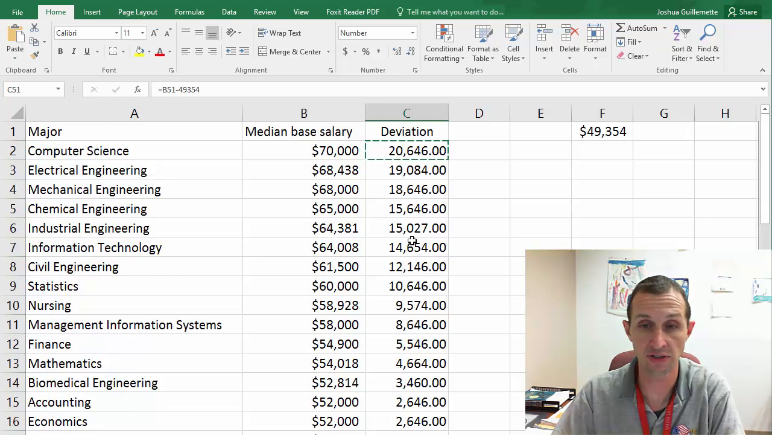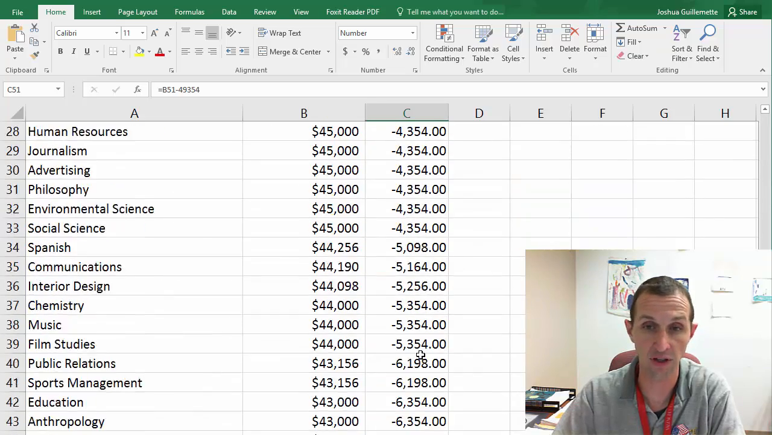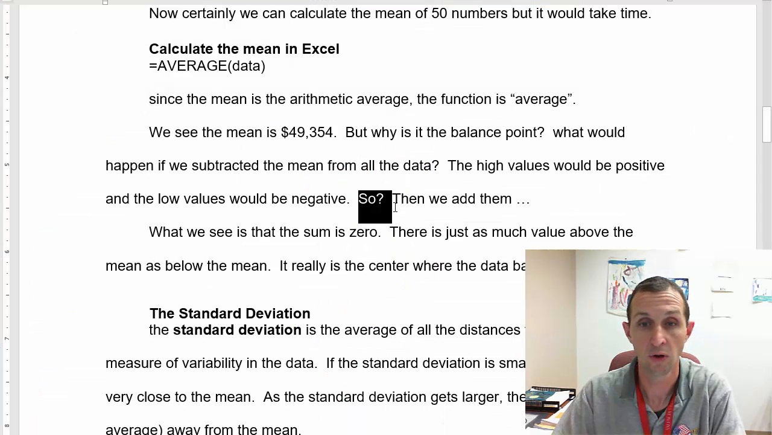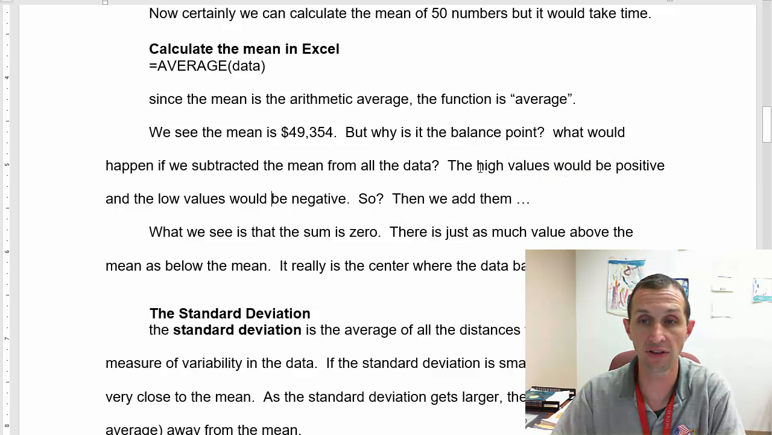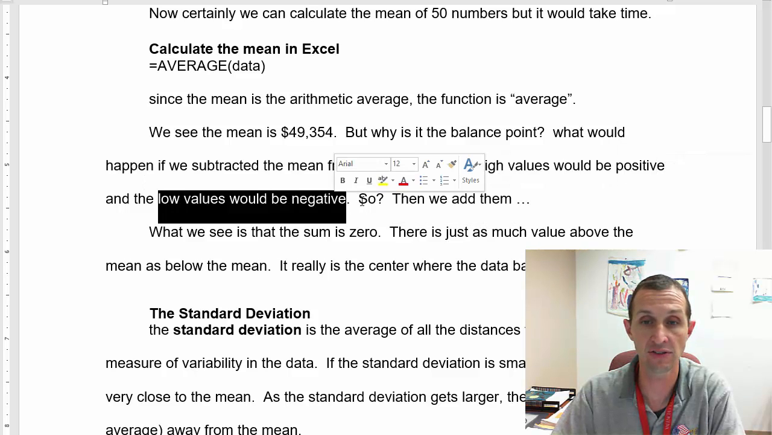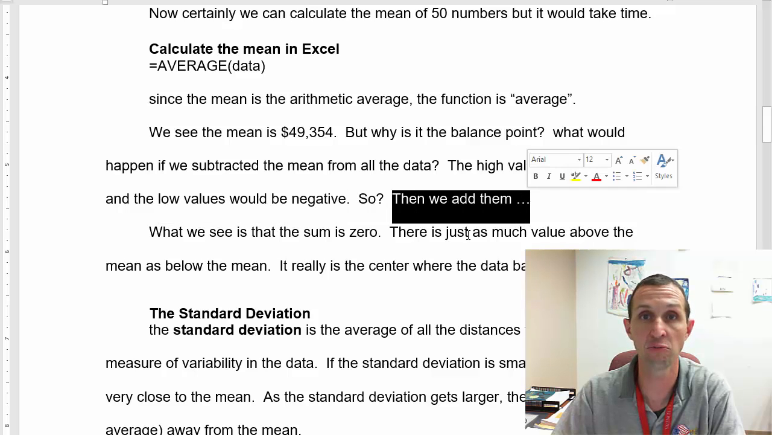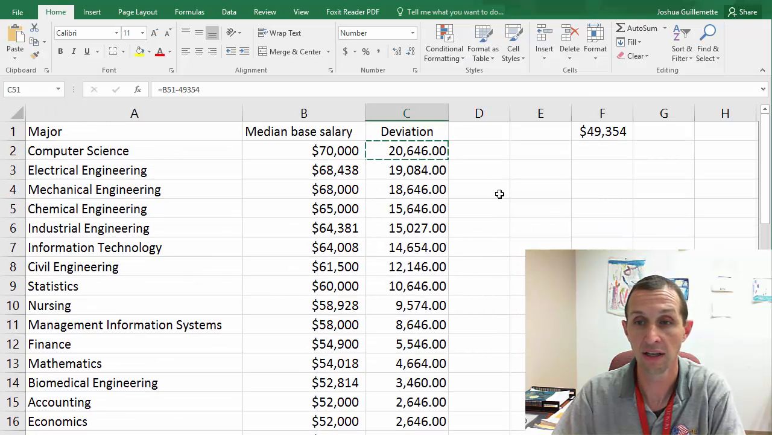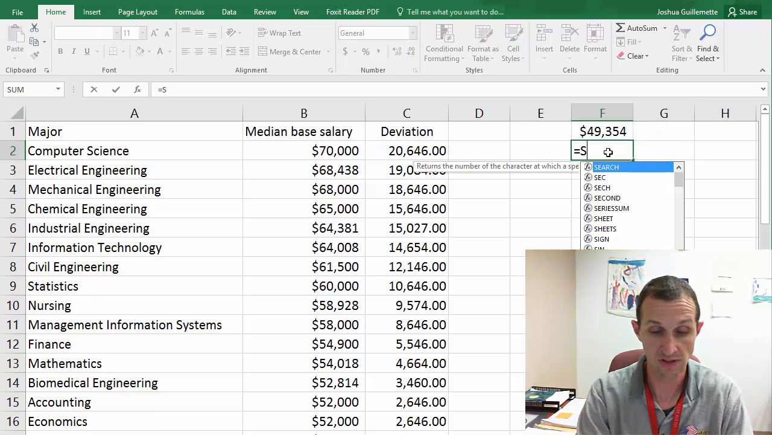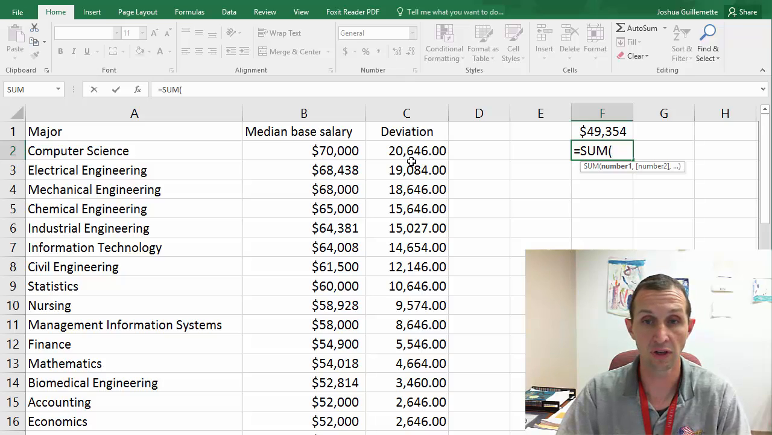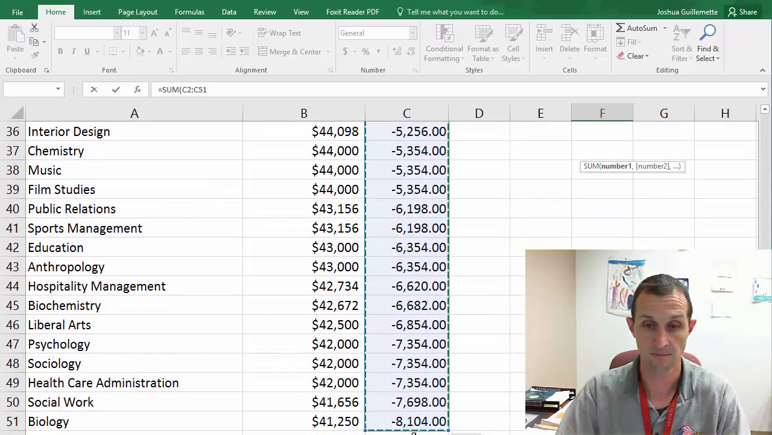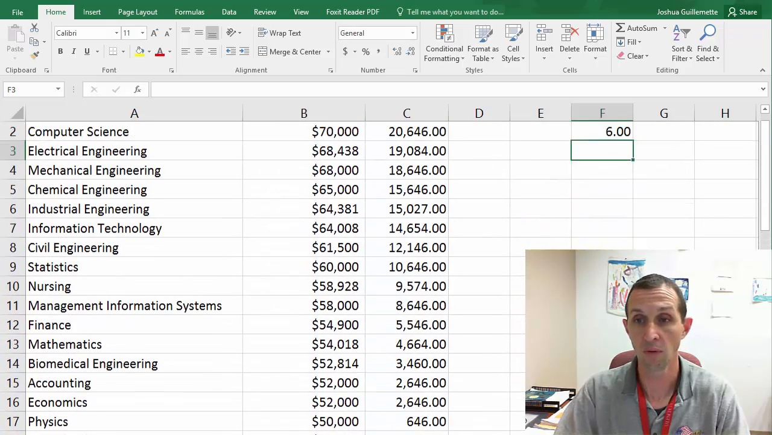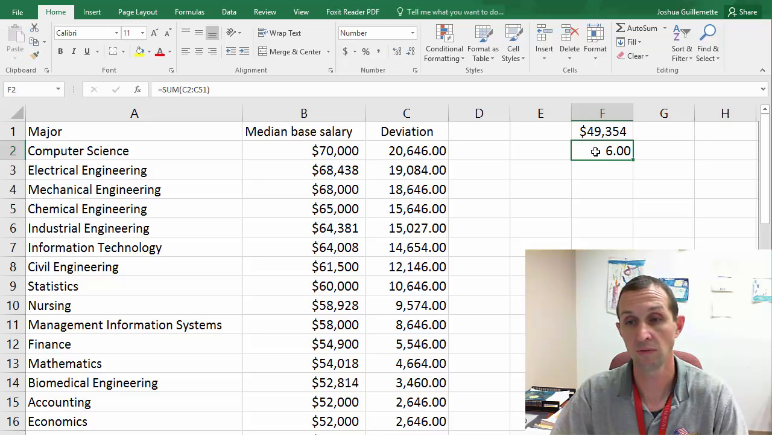Okay, so what do we have to know? So that's the deviation, right? And so we've got all of these values here. Okay, so what happens when we add them, right? So I've got some values that are positive, and I've got some values that are negative, and then we add them together, right? So let's go ahead and do that. Now we know that that function in Excel is to sum all of the values. And so we're going to sum all of the deviations, right? And what we see is, it's $6.